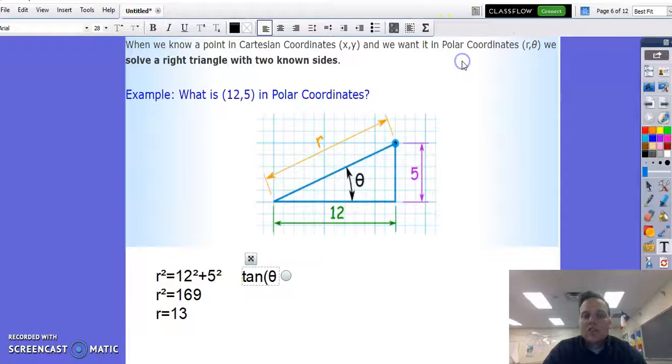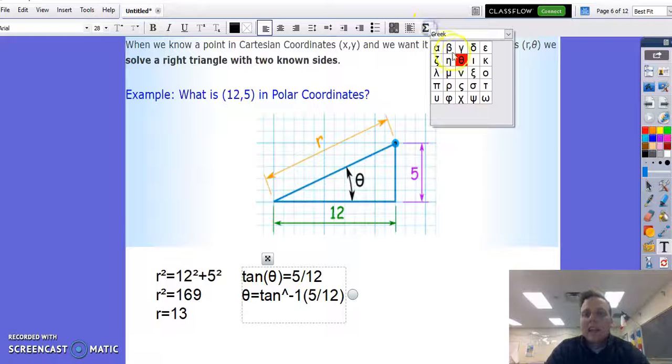So I know that tangent theta is equal to 5 divided by 12. I said that backwards, my apologies. That's opposite divided by adjacent. Now, I don't want tangent theta, I want just theta. So I can take the tangent inverse of both sides. So then I could say that theta is equal to tangent raised to the negative 1 of 5 divided by 12. Sorry, there's no little negative 1 in typing. Now you might be wondering, how do I get that number? Well, that's where a calculator comes into play.